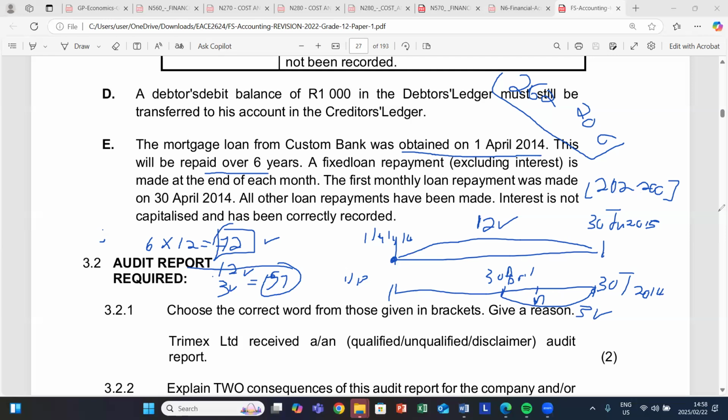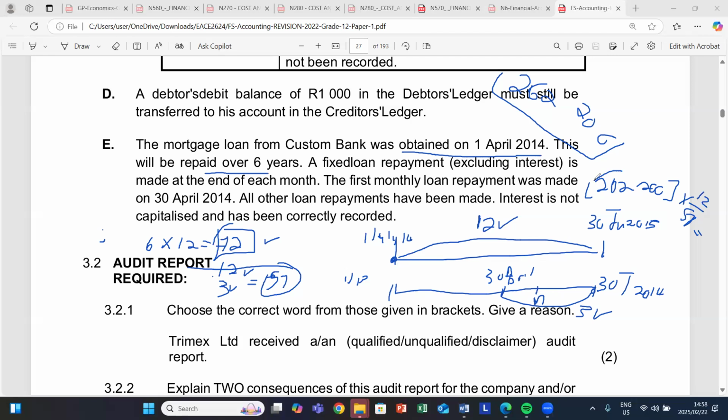So how am I going to do that? Remember, I'm calculating my short-term loan. I'll say 262,200 multiply by 12, divided by what? 57. And then we'll get your short-term loan. Why are you dividing by 57? 57 are the months left for you to repay your loan of 262,200. Therefore, we'll say 262,200 multiply by 12 divided by 57.